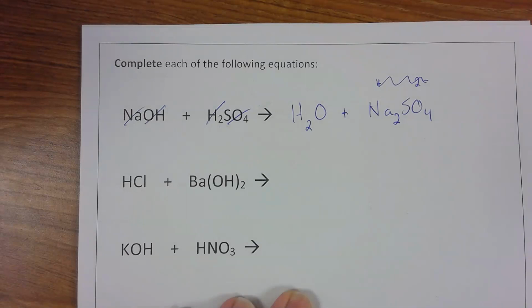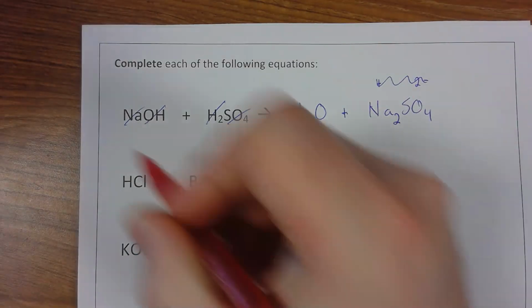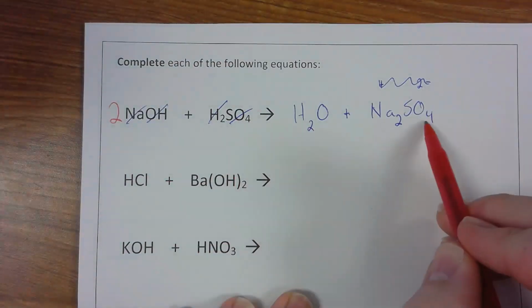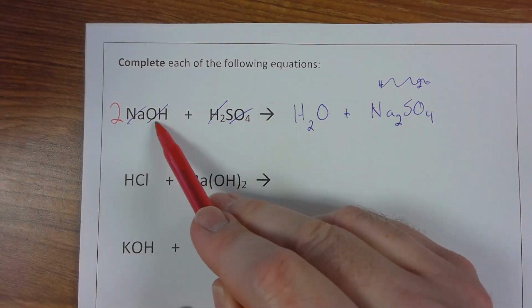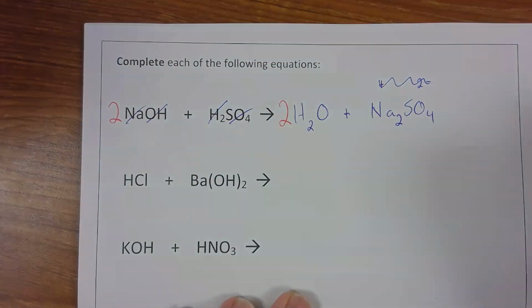Now I need to balance this. How many Na's came in? 1. How many are coming out? 2. So I'm going to put a 2 here to fix that. SO4's 1 and 1, so I'm going to keep SO4 as it is. But now I've got two OH's meeting two H's, which is going to give me 2H2O. And there's your balanced equation if you work everything out.